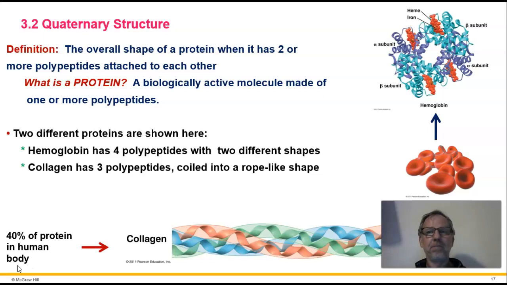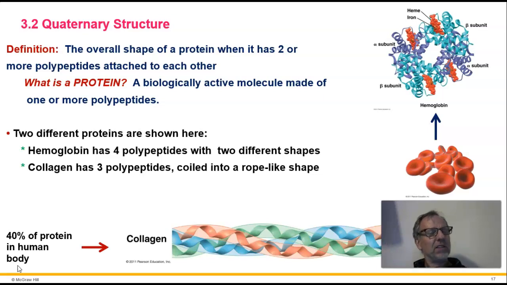That's the definition. So I'm showing you again a figure on the upper right-hand side of the slide of hemoglobin. There's hemoglobin again. And what I want to point out to you here is that hemoglobin is made up of 4 polypeptides. 2 of them are called alpha subunits. They're identical. And 2 of them are called beta subunits. They're identical, so they're essentially different kinds of polypeptides. And they all stick together in a very specific way. And when they do, we have the protein called hemoglobin.